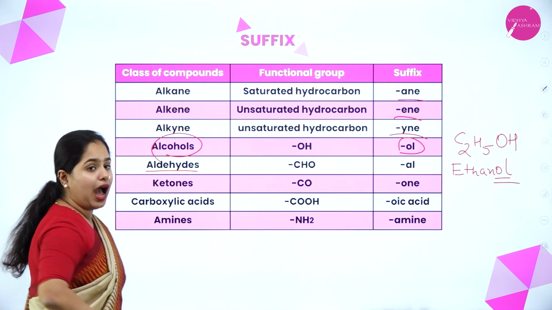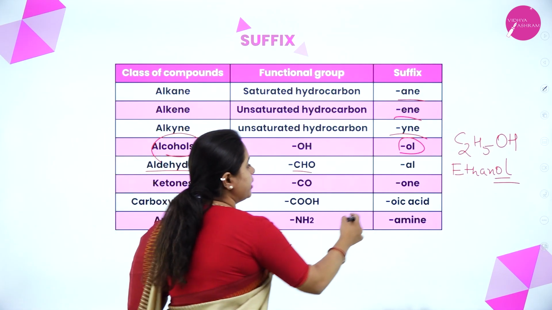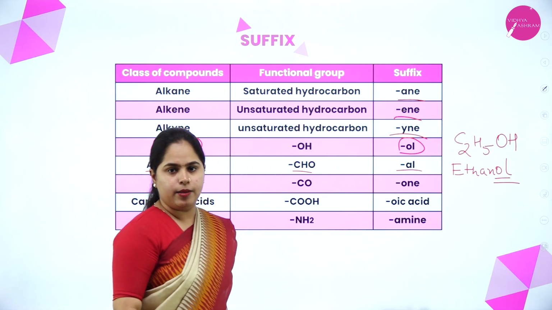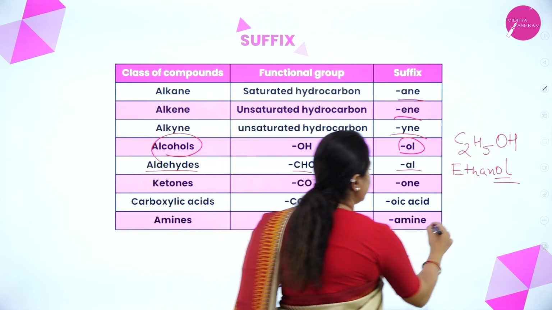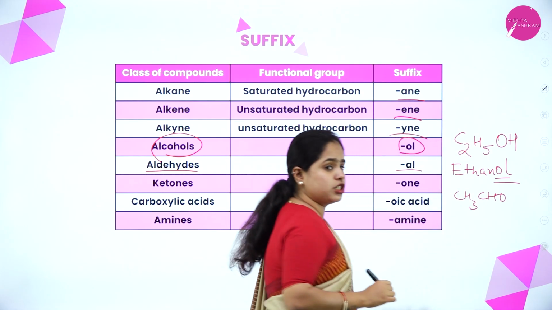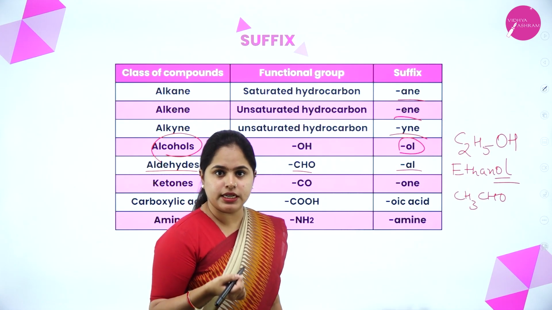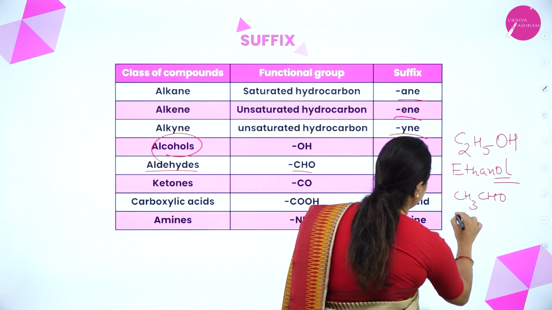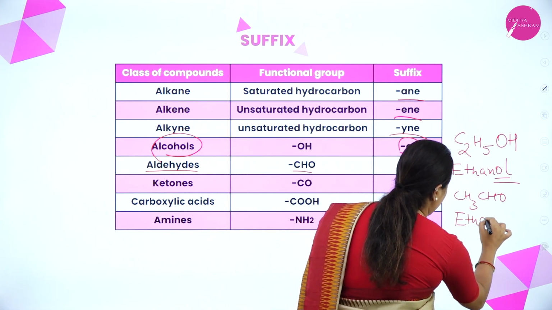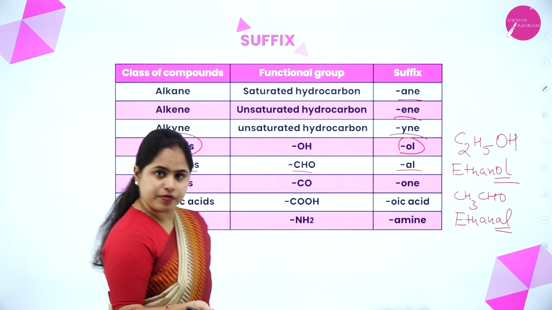Now, in the case of aldehydes, that is the CHO group, the name should end with al. Let's take the example of CH3CHO. How many carbon atoms are here? 2 carbon atoms. Again the word root is eth and it should end with al. It will be ethanal. Clear?